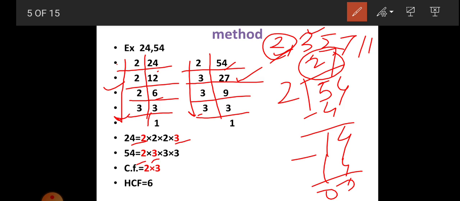And when we take out the HCF, you multiply the common factor. 2 3s are 6. The highest common factor is 6. 24 has highest common factor 6. 24 and 54. 6 is the HCF of 24 and 54. Understood, students? Now next.